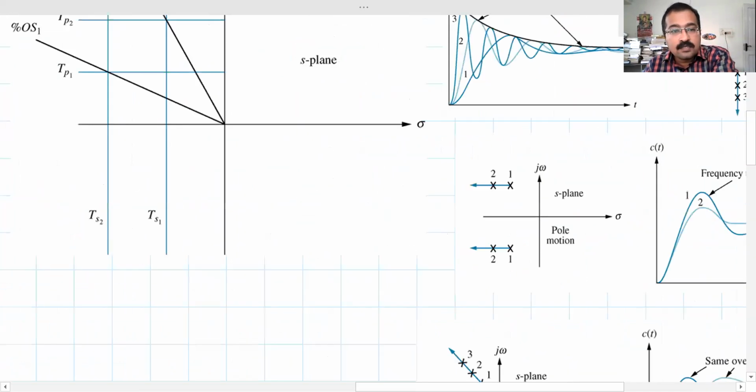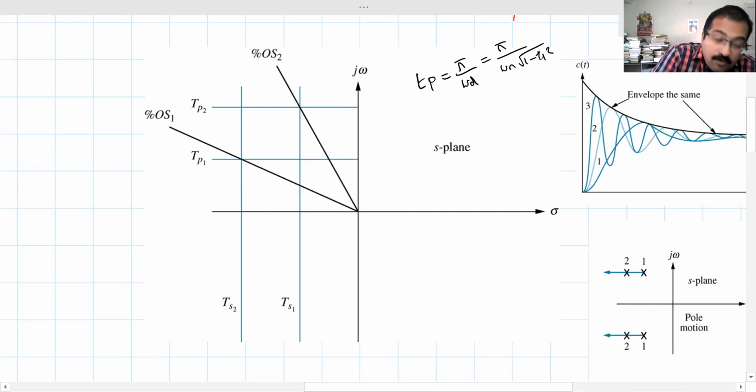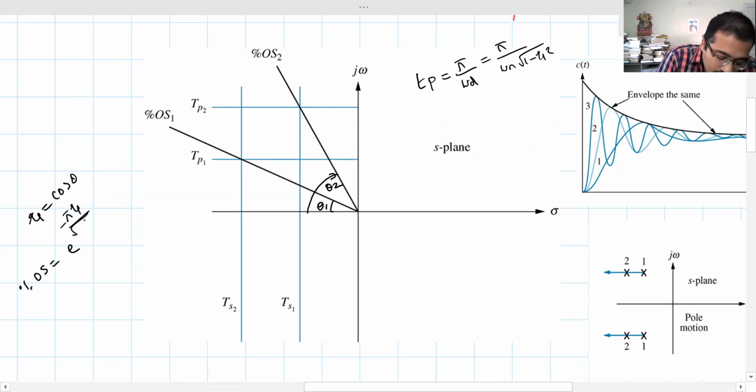Now what about radial lines? Keep in mind, how do we find damping ratio zeta? Damping ratio zeta was given by cos theta. So this is theta 1, this is theta 2, and so on. So radial lines represent constant damping ratio lines. And with damping ratio, what is the overshoot? Percentage overshoot was e raised to minus pi zeta by root of 1 minus zeta square. So constant damping ratio lines mean nothing but constant overshoot. So radial lines represent constant overshoots.